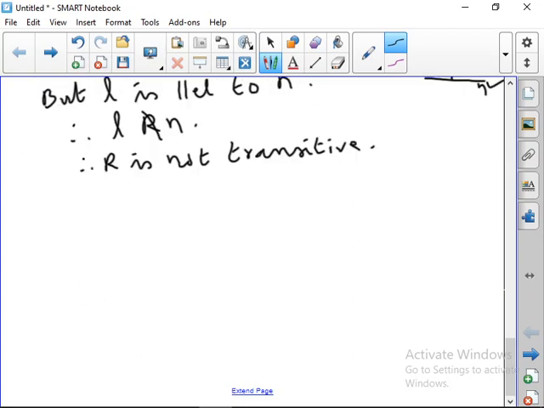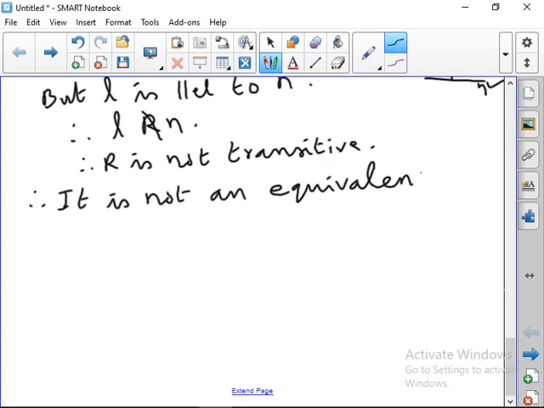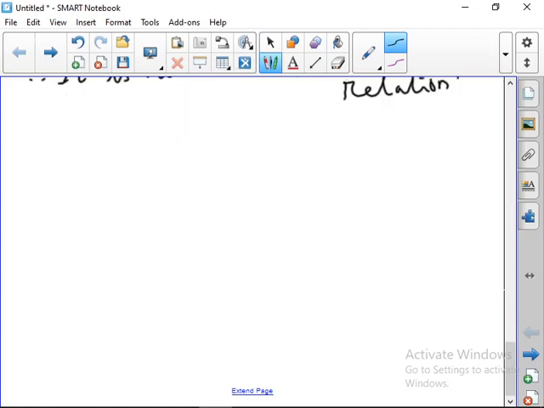So what do we have? Therefore it is not an equivalence relation. Not an equivalence relation. Then we'll go to the third one.